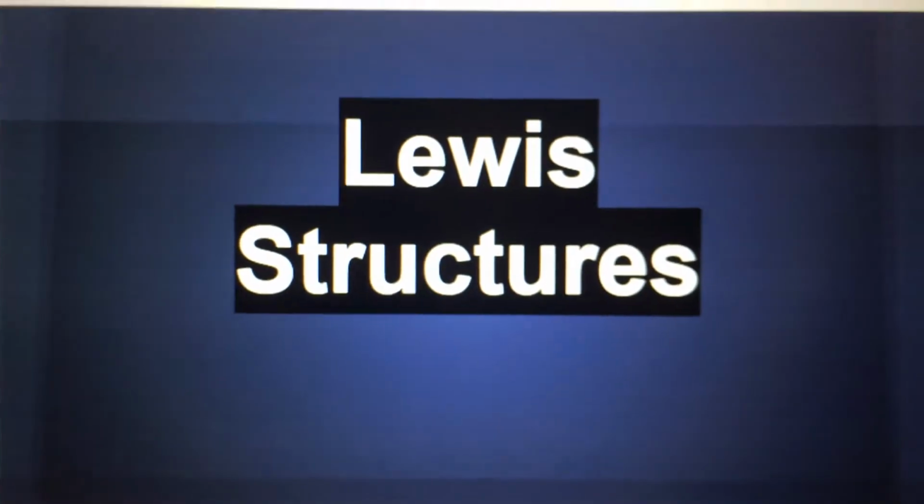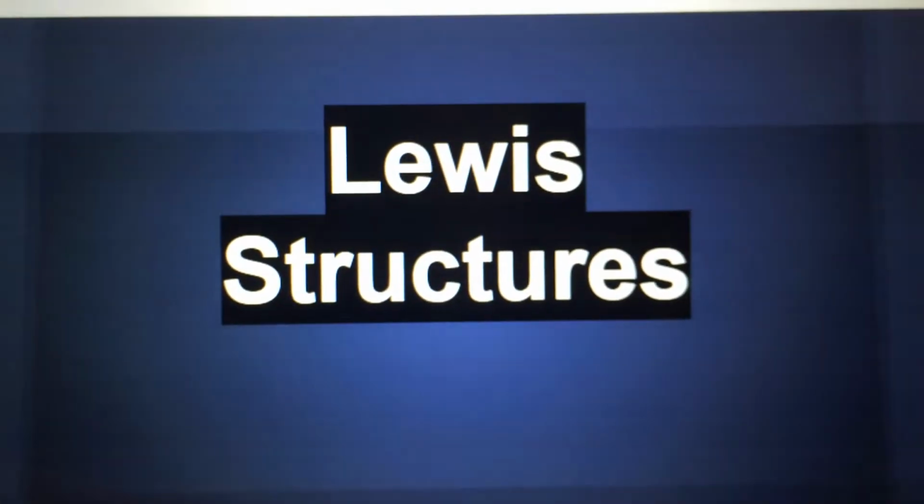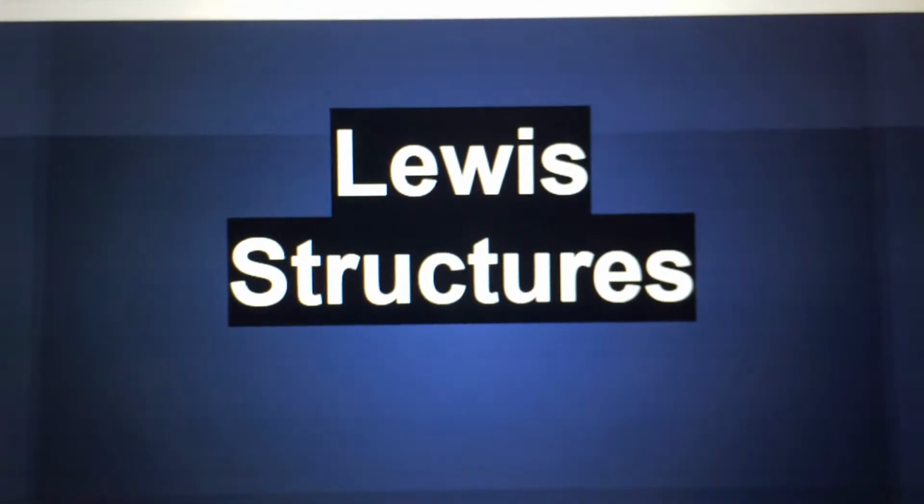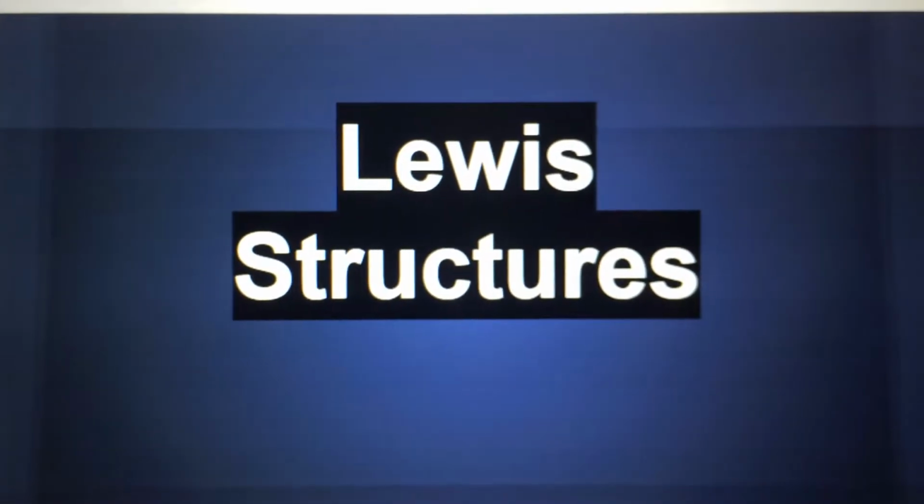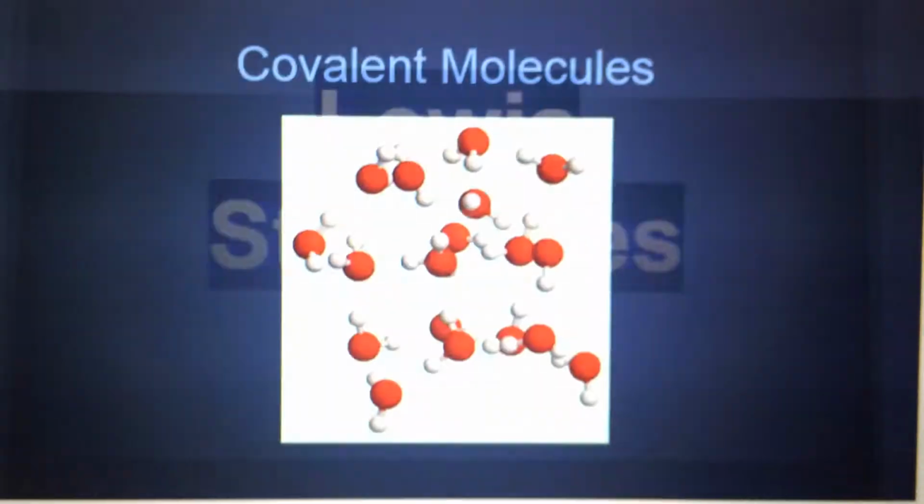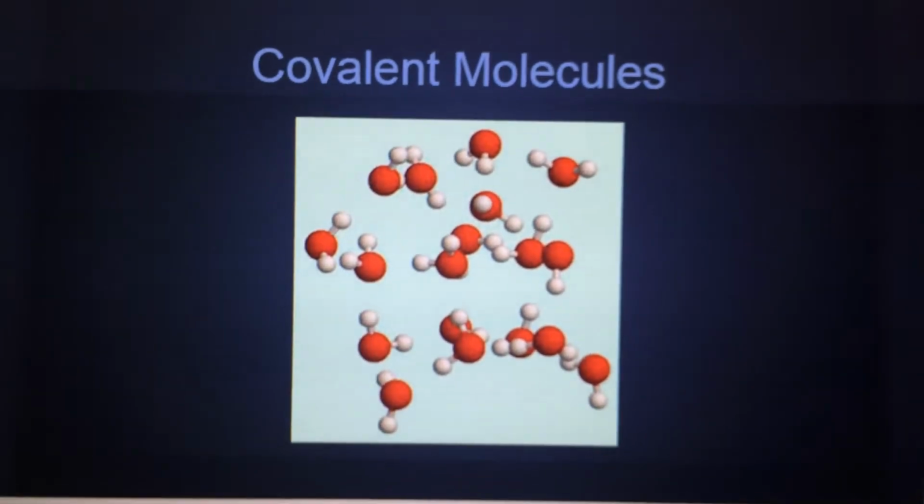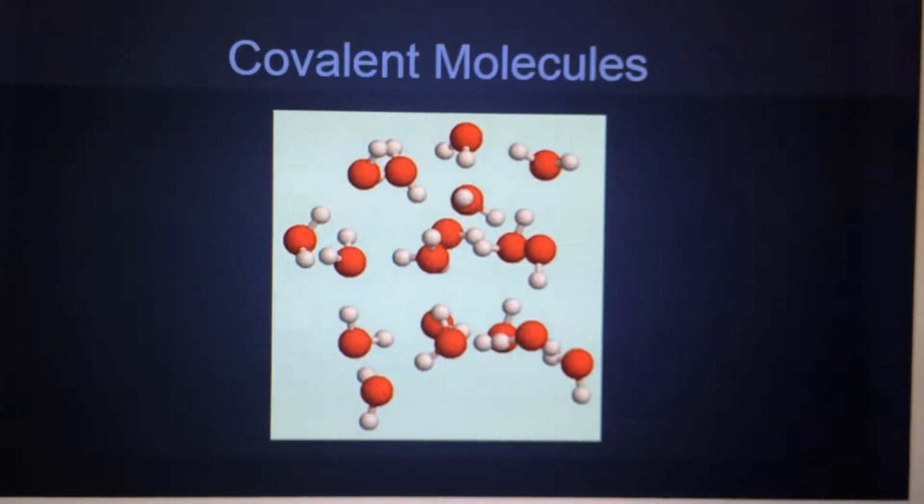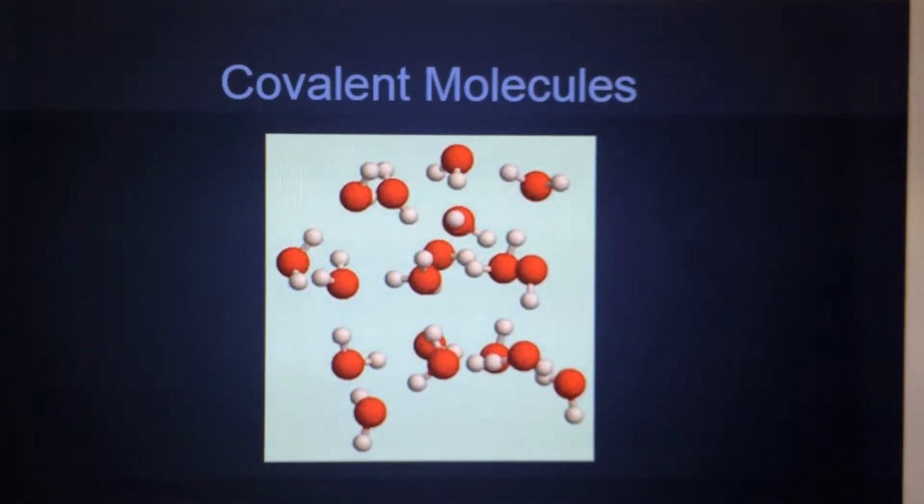They are like electron dot diagrams because the valence electrons and lone pairs are represented as dots, but they contain lines to represent the shared pairs in a chemical bond. Covalent molecules are made from bonding at least two nonmetals, and they share electrons.